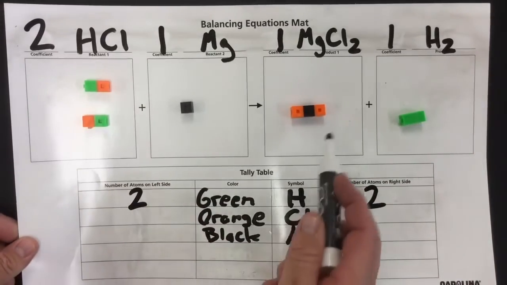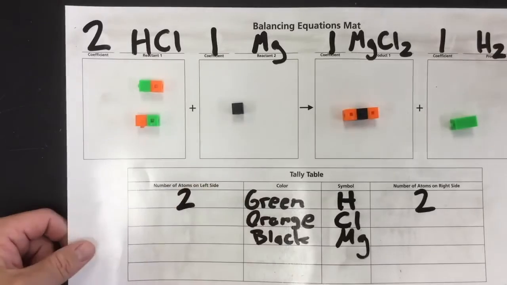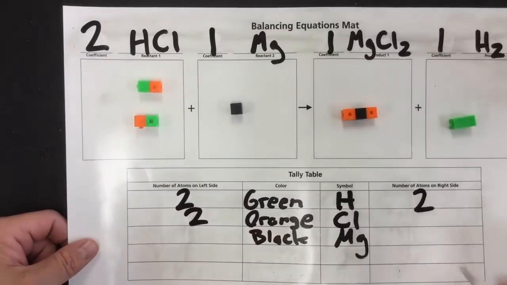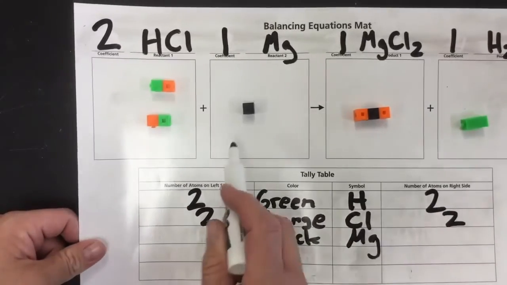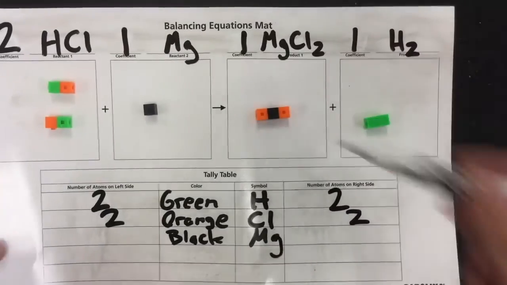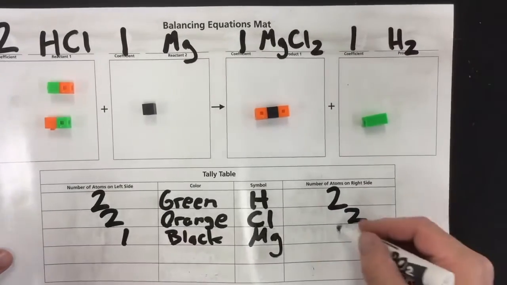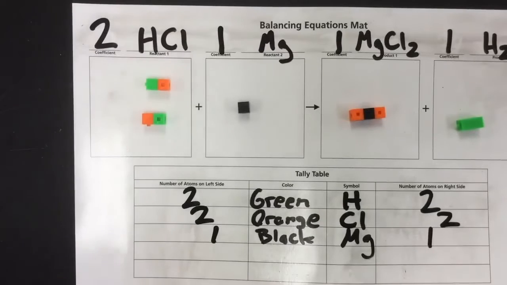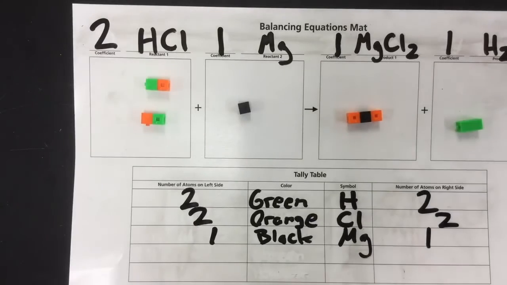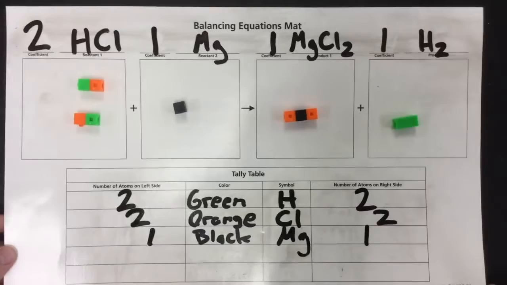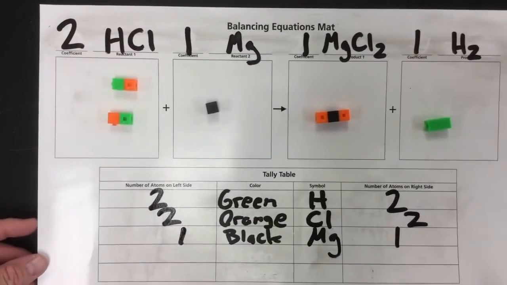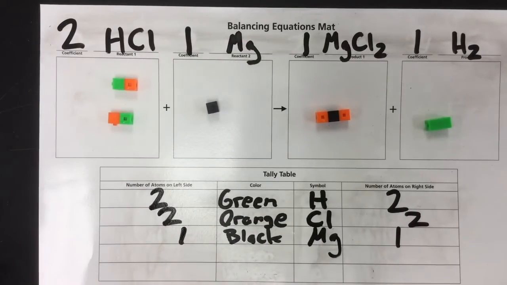Okay. Orange, 2 on this side, 2 on this side. Orange is balanced. And black, 1 on this side, 1 on this side, 1 and 1. So on this tally table of sorts, when the number of atoms of each element are the same in the reactants and the products, your equation is balanced and it obeys the law of conservation of matter.